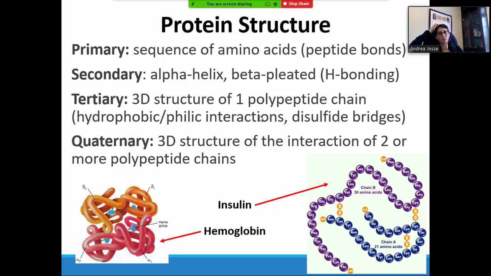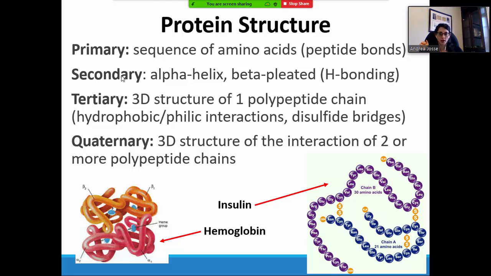Okay, so let's talk a little bit more about protein structure. So the primary sequence of an amino acid is the primary structure. The primary structure is the initial sequence of amino acids joined by peptide bonds. So we can see over here, this would be a primary structure. So it's the initial protein amino acids that are joined together in one particular strand. Okay? And each of these different amino acids are joined together by peptide bonds. So that's the primary structure.